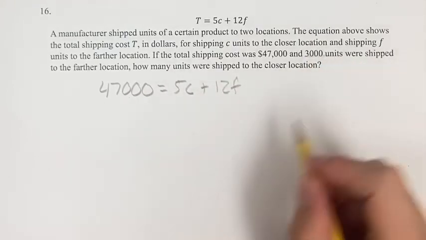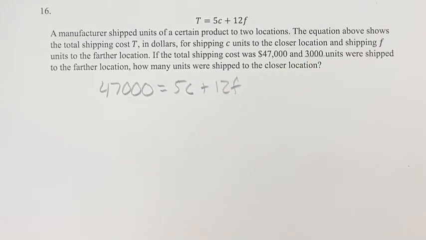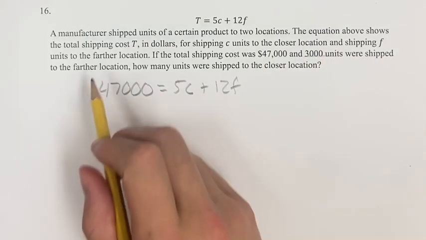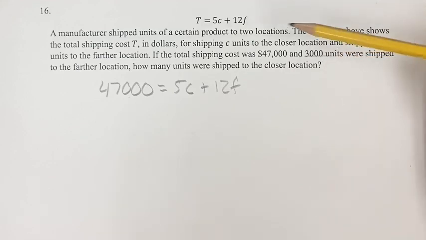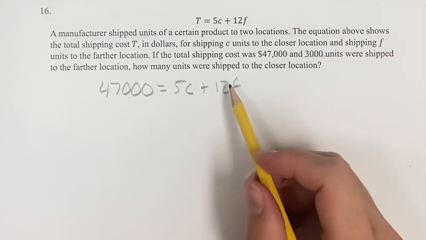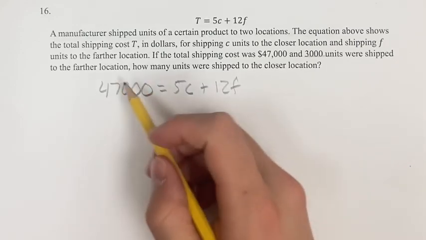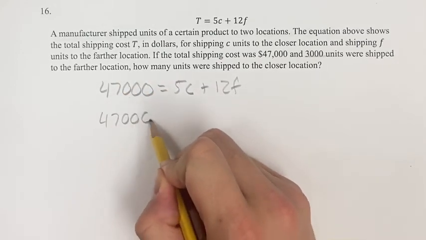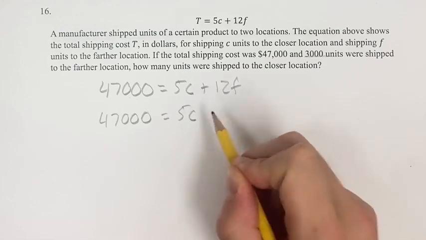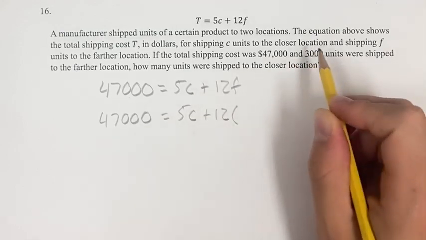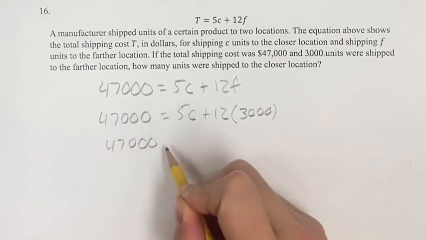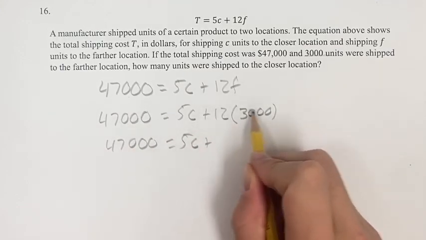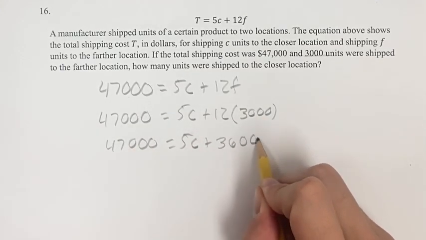And we're told that 3,000 units were shipped in total. 3,000 units were shipped to the further location. So in this case, we are told that F is the number of units to the further location. So we can plug in 3,000 for F in the same way that we just plugged in 47,000 for T. So 47,000 is equal to 5c plus 12 times F, which we now know is 3,000. 47,000 is equal to 5c plus 12 times 3,000 is 36,000.